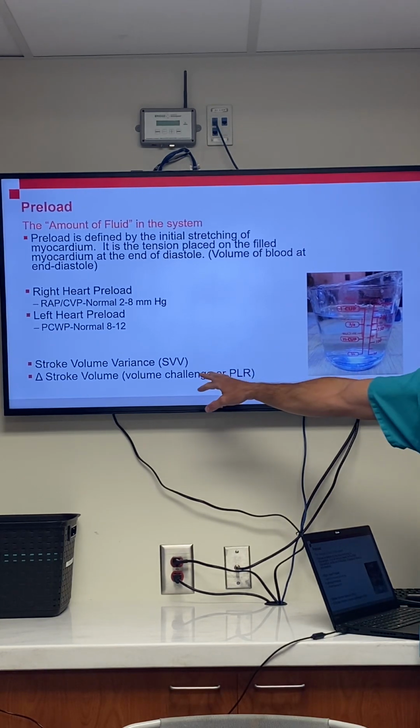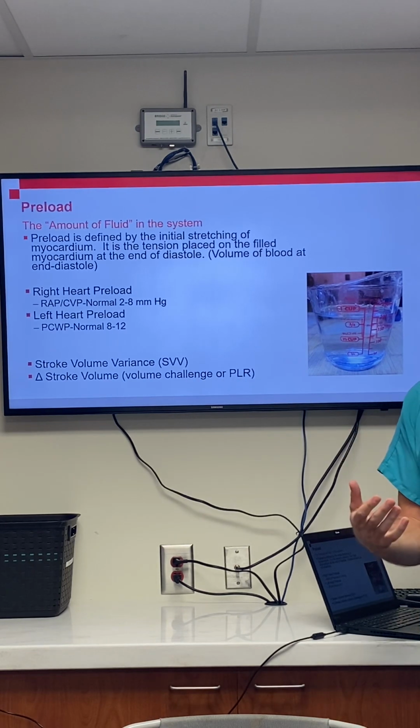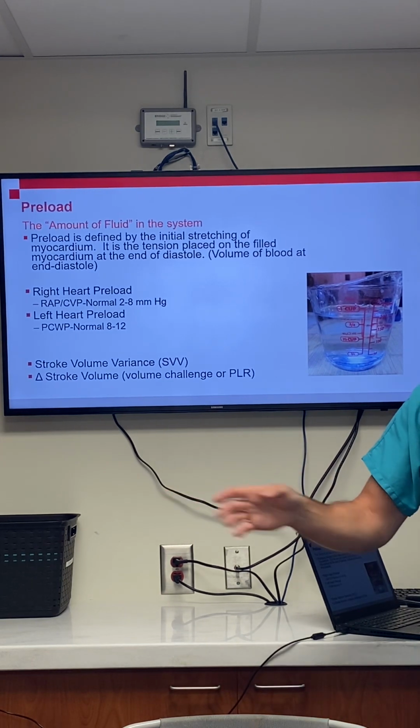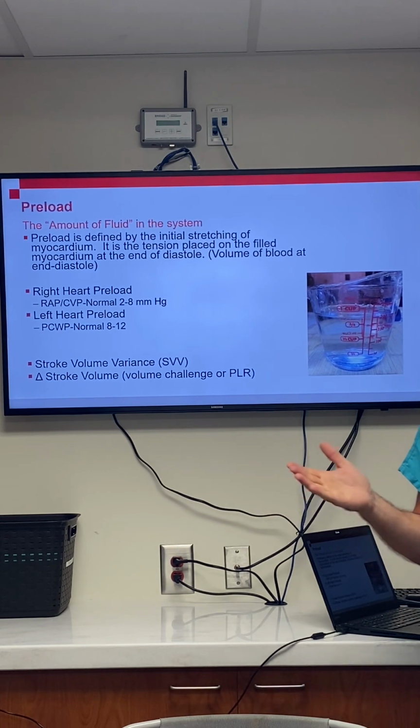But if we look at dynamic parameters like stroke volume and flow tracks updating every 20 seconds, it's giving us a real-time look. If I give fluid, I should see an increase in my stroke volume pretty much immediately. If I don't see that, that just told us that's not the right intervention. Maybe they just need pressors. This is the beauty of the machine. It's going to tell you, did I choose the right intervention and how much do I have to deliver that dose by?